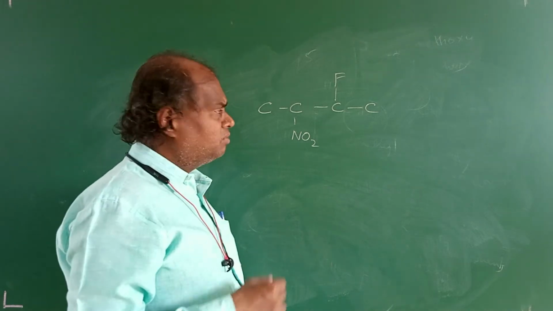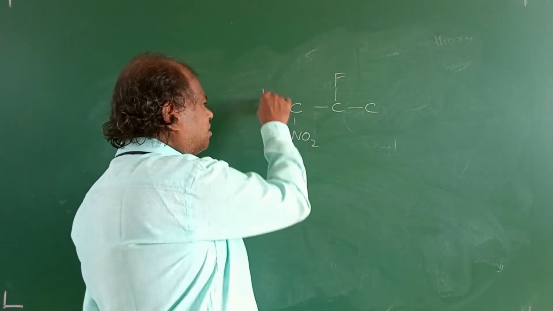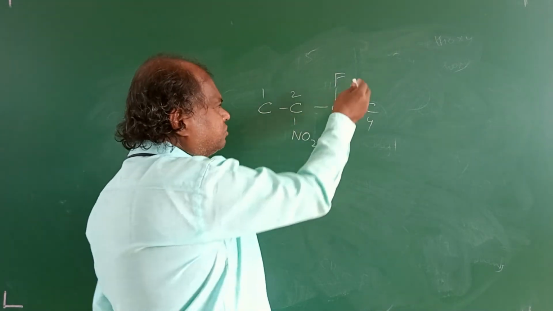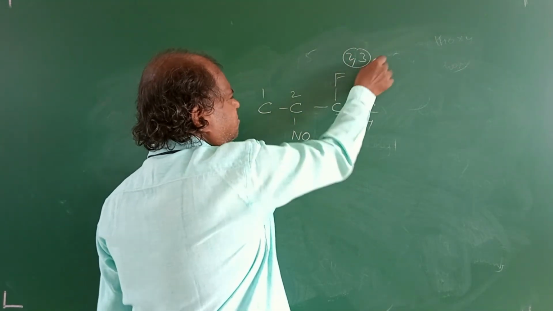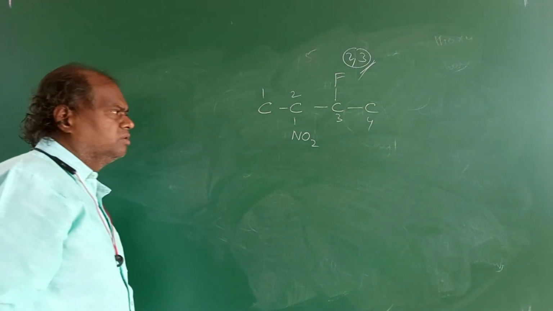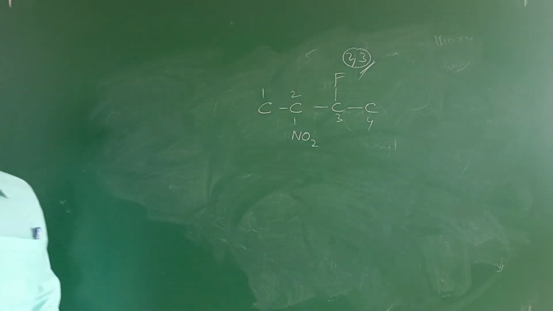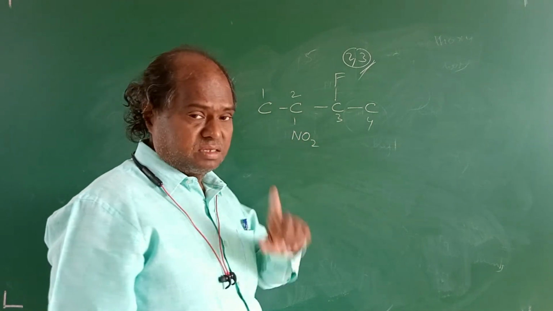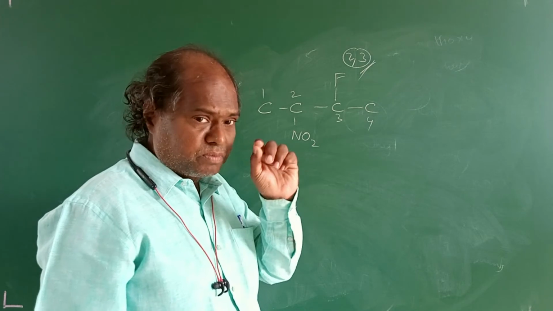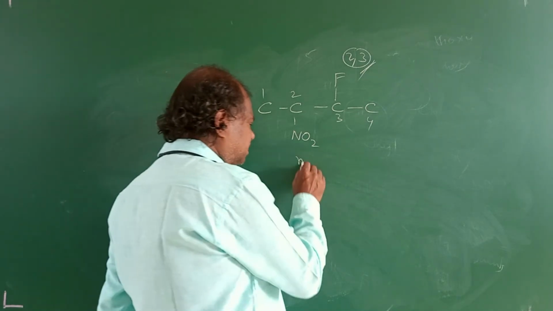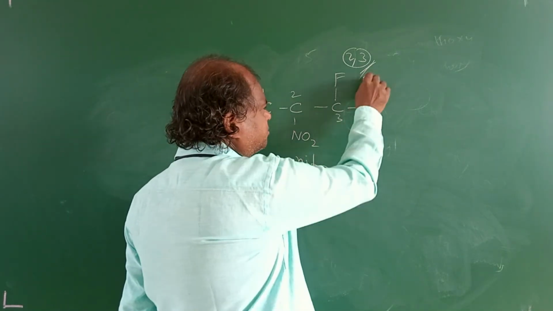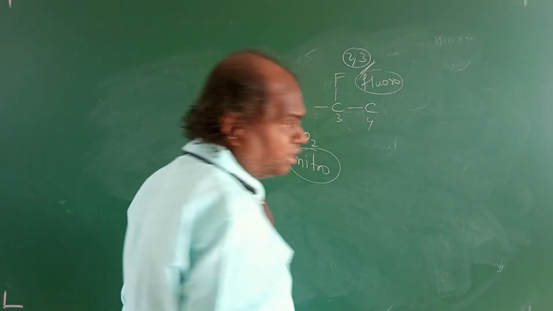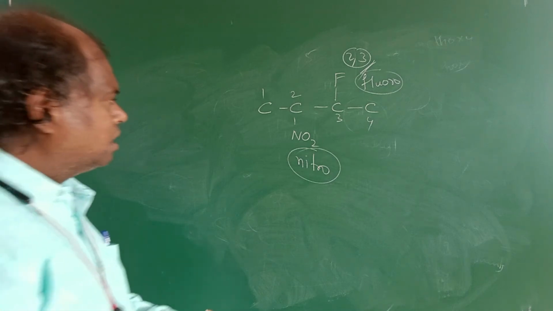Now here interesting student, how will you start numbering? Whether you start numbering from this side or whether you number from this side, I think you'll get 2, 3 only. Check. You'll get 2, 3 only. Okay? Whether you start from this side or that side, 2, 3 only you'll get. But there's a small problem here. Just see very carefully. This is nitro. What is this substituent called? Fluoro. Please understand this, students. I want your perfect attention, very important.